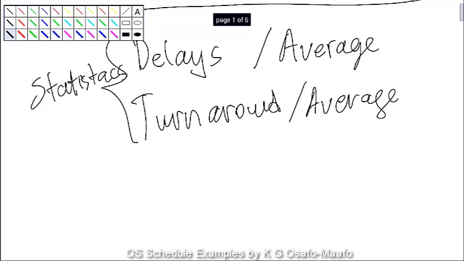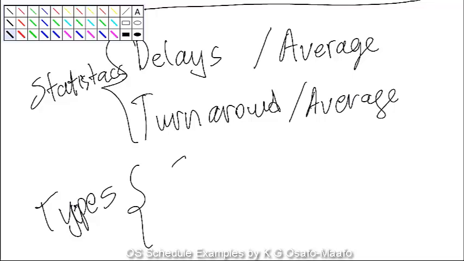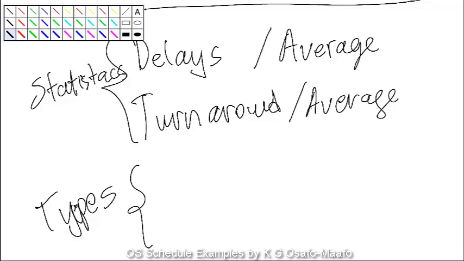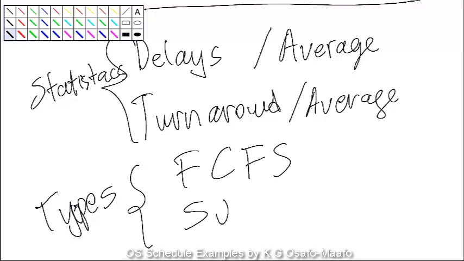And I'll be looking at a few types of schedules. I'll start with the simplest, the shortest job first. Sorry, first come, first served. That's the easiest to work with. I'll also look at shortest job first, and I'll also look at round robin.